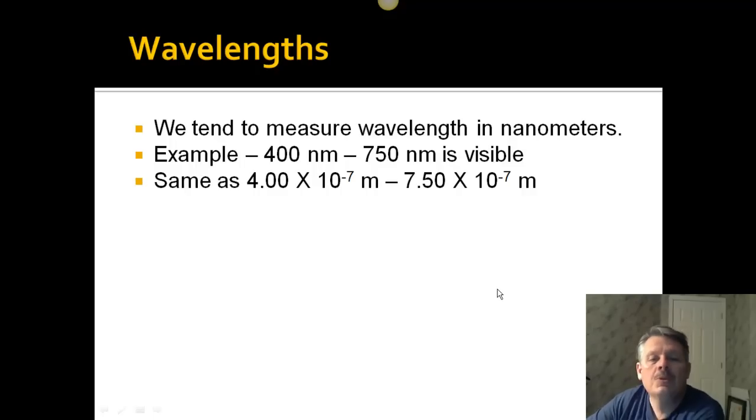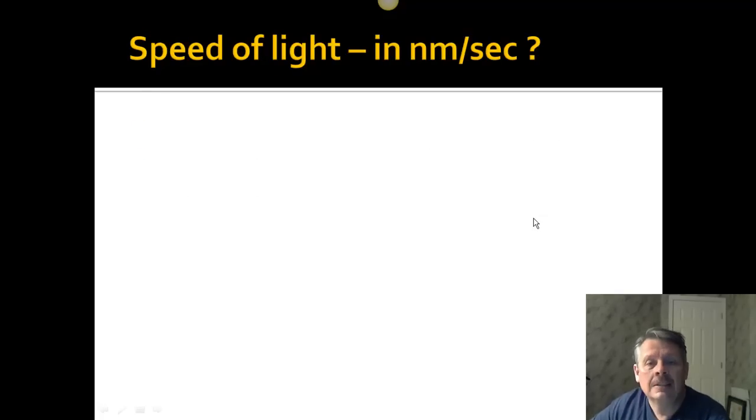The problem is when we do this, we tend to measure wavelength in nanometers. Now, so far we've done everything in meters, but we talked in previous podcasts about the wavelength of visible light being 400 to 700 nanometers. So how do I do that? That's the same as 4.00 times 10 to the minus 7th meters and 7.50 times 10 to the minus 7th meters. But gosh darn, what do we do there? Well, I'll tell you. The speed of light is 3 times 10 to the 8th meters per second.